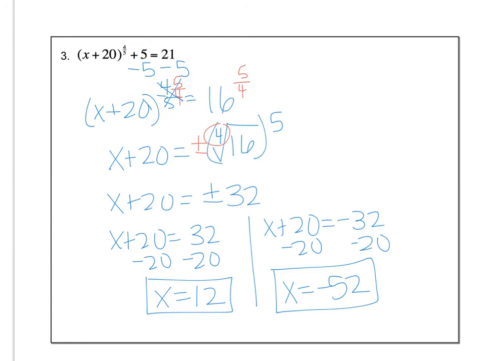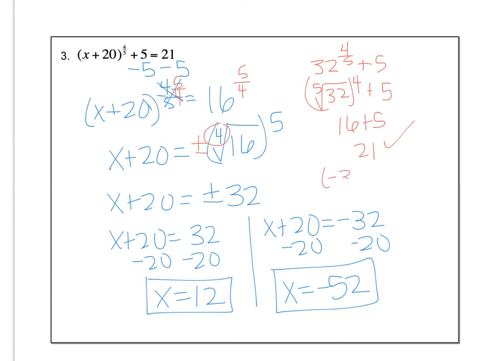And again, at the end of the problem, you're supposed to be checking to make sure those are in fact solutions. So if I do a quick check, if I plug in the 12, I'm going to get 32 under that rational exponent. So it's going to be 32 to the 4/5 plus 5. And that means the 5th root of 32 to the 4th power plus 5. That's going to be 2 to the 4th power is 16. 16 plus 5 is 21. It worked.